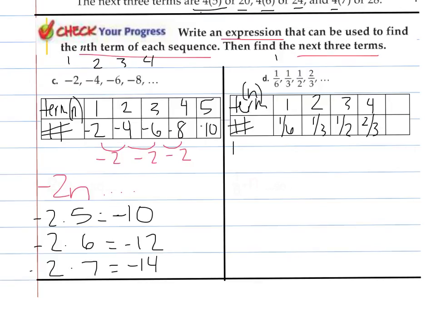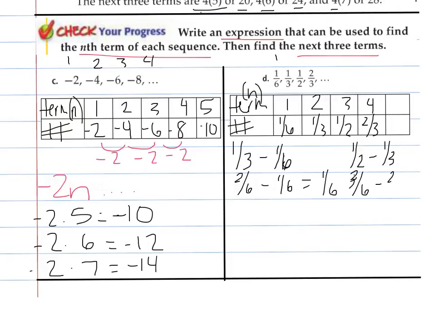So to find it, I'm going to do 1/3 minus 1/6, and I'd have to change this to 2/6 minus 1/6, and I end up with 1/6. That's going to be a pattern if it's the same on the next one. So if I did 1/2 minus 1/3, working backwards, again I got 3/6 minus 2/6, I end up at 1/6. So I see that my common difference is 1/6.